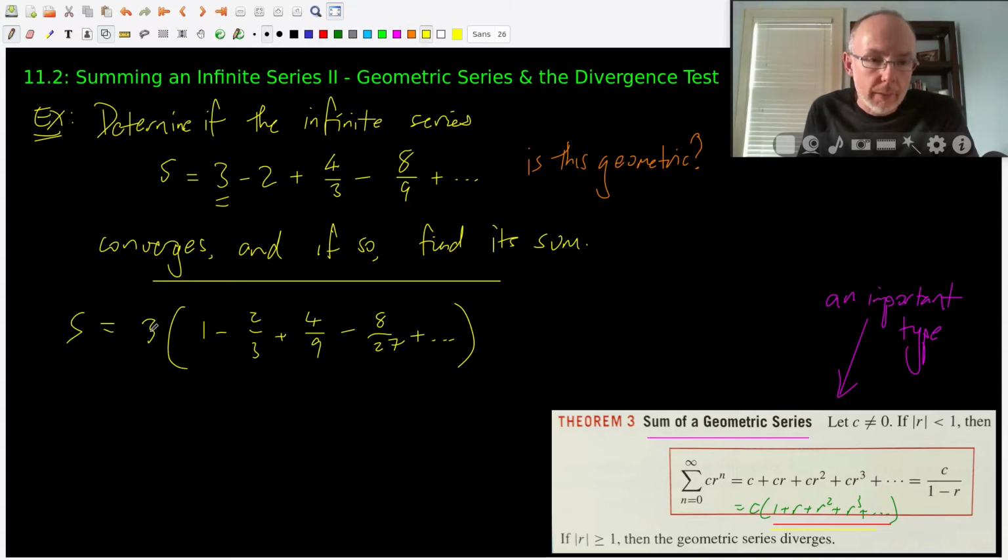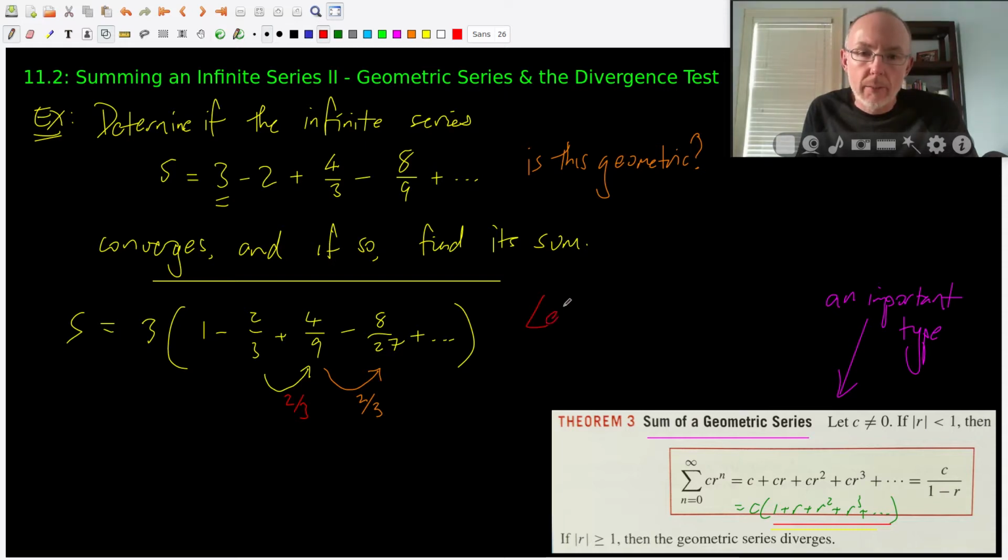In this case, I factored out the 3, and I'm left with 1 minus 2/3 plus 4/9 minus 8/27. And the question is, what number would I multiply 2/3 by to get 4/9? Well, the answer is clear, it's 2/3, because that produces 4 on top and 9 on the bottom. What number would I multiply 4/9 by to get 8/27? And the answer there is 2/3. We double the numerator and triple the denominator. And so this appears to be geometric, because this is 1 minus r plus r squared minus r cubed, where r is 2/3. But hang on, that doesn't match that.